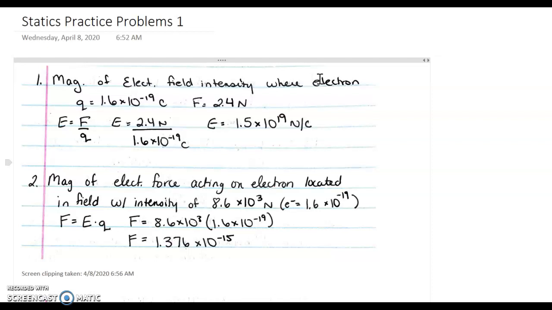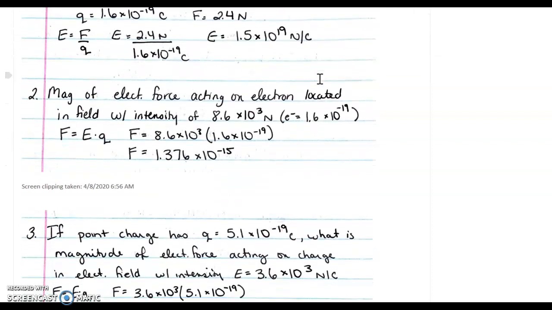Same thing with number 2, magnitude of electric force acting on an electron located in an electric field with an intensity of 8.6 times 10 to the 3rd newtons per coulomb. Same thing, we're working with an electron here. And so we just changed around that equation to solve for F. So F equals E times Q, and that should have a newtons label on it. F equals 1.376 times 10 to the negative 15th.